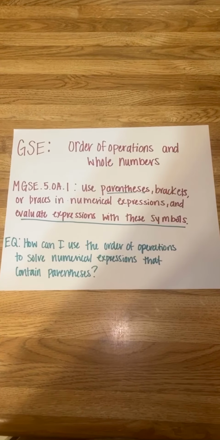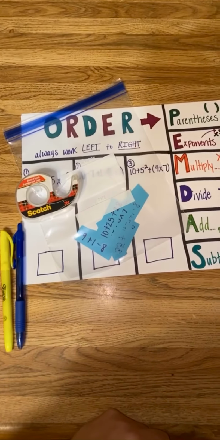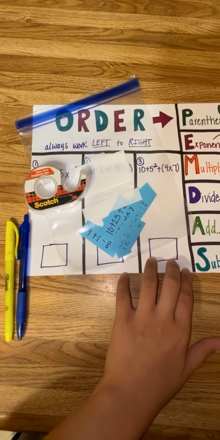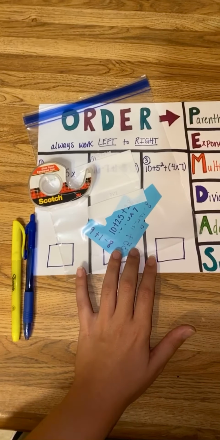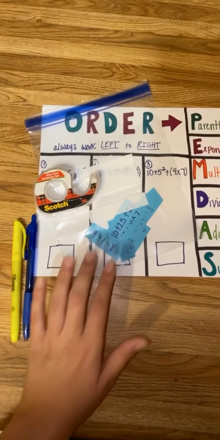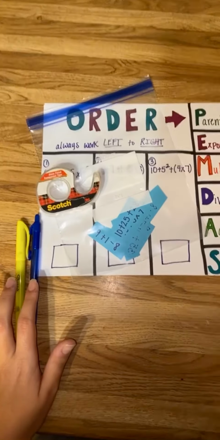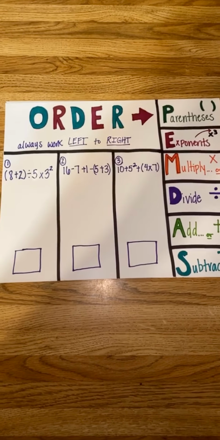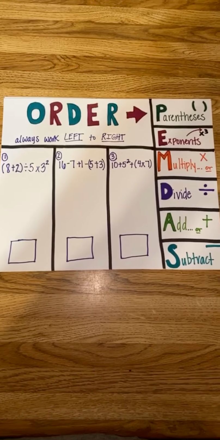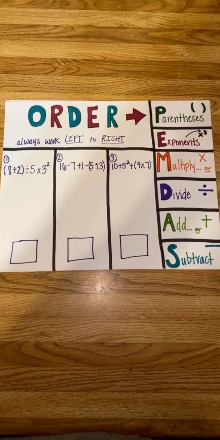And our essential question for our activity is, how can I use the order of operations to solve numerical expressions that contain parentheses? So for this activity, students are only going to need the worksheet for the activity, the baggie with the slips of paper for the different order of operations, tape or glue stick, a highlighter, and a pen or a pencil. So first, the teacher is going to give each student one of the worksheets, and she's going to go over to remind students the order of operations.